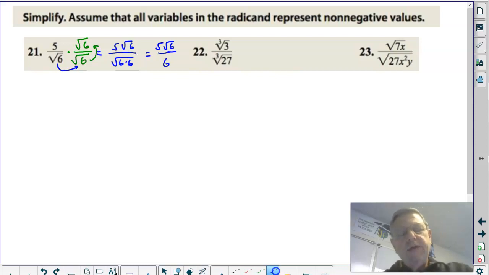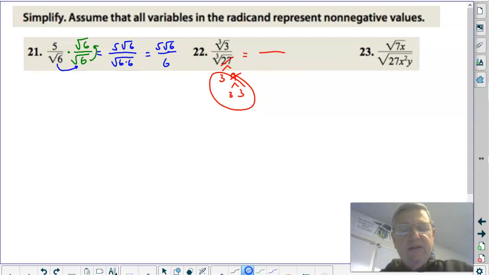Now, 22. Students keep missing this aspect of a 27. So a 27 is a 3 times 9. And a 9 is a 3 times 3. So I don't need to rationalize this denominator. I can already simplify the denominator. What's the cube root of 3 times 3 times 3? It is 3. And that's it on this one. Cube root of 3 over 3 is the answer.